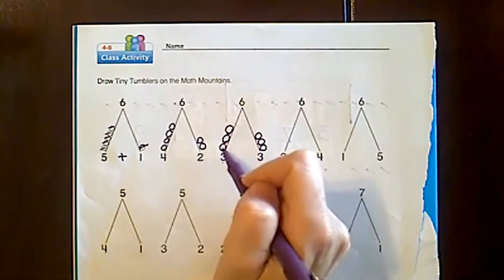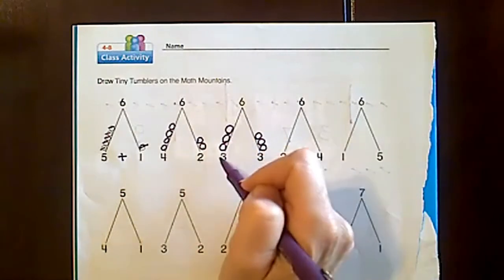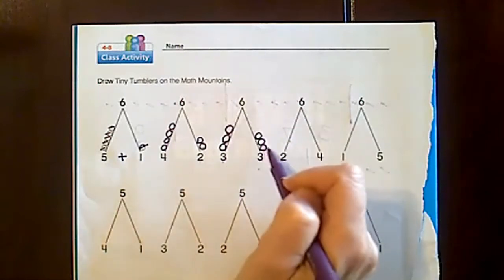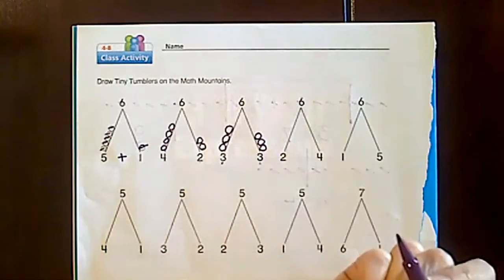However, I want you to try from the bottom. You're going to count up, going up the mountain as they roll down, and then continue counting from the bottom up and see if you're getting it right by looking at the numbers.